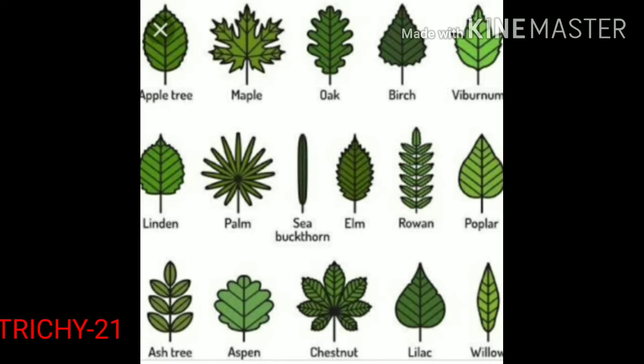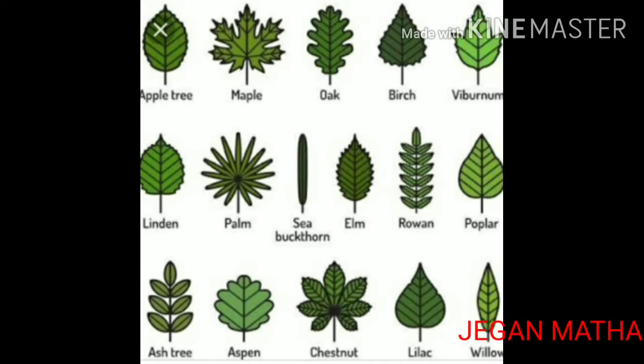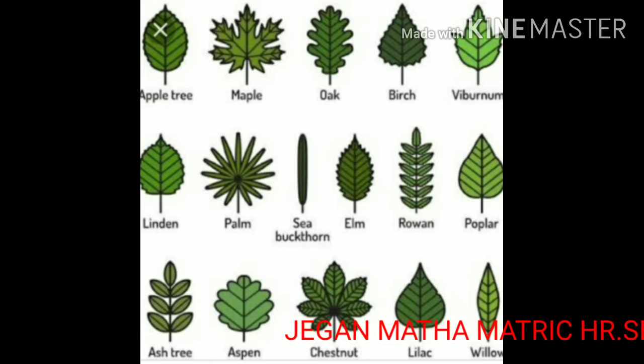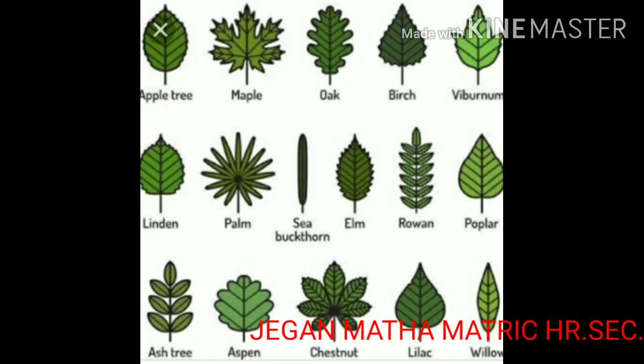Dear children, in this slide, you look at the leaves of some different plants and trees. They are different shapes and sizes. Here you see the leaf of apple tree, maple tree, oak tree, birch, viburnum, linden, palm, sea buckthorn, elm, rowan, poplar, ash tree, aspen, chestnut, lilac and willow.